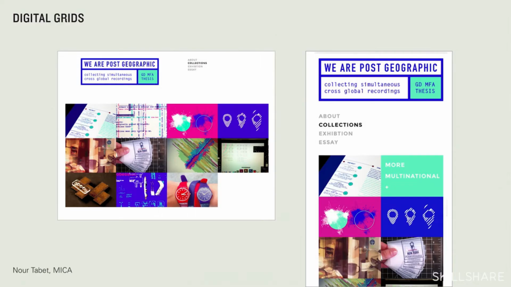Grids created for the web and digital media tend to be more uniform than print grids. Responsive design creates layouts that work on different devices. So here you see a desktop design and a mobile design. They have the same content and a similar grid, but a different number of images, a different number of columns.